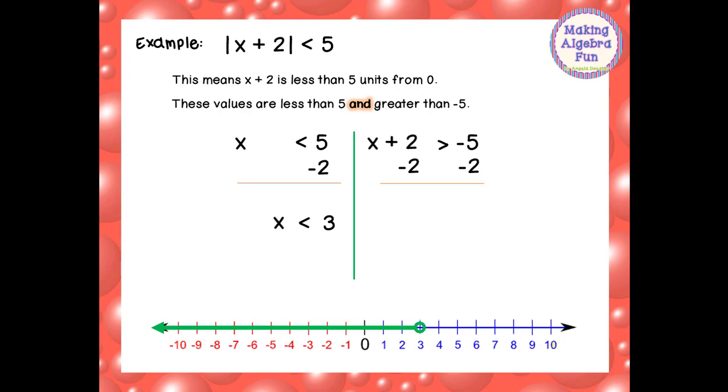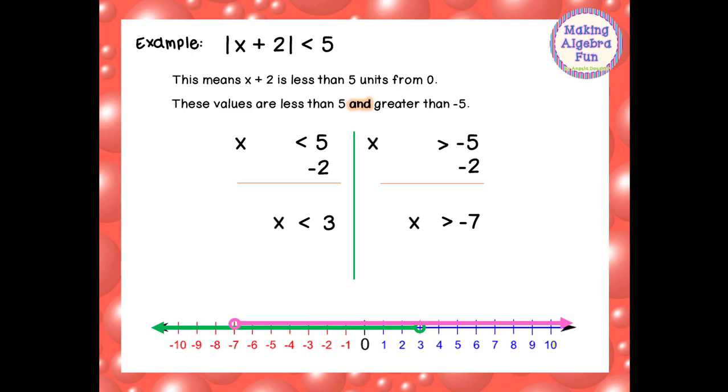Let's subtract 2 from both sides on this second inequality. We get x is also greater than -7. So that's a lower boundary for us. x has to be greater than -7. So by itself, that would look like this: open circle at -7 and everything to the right.